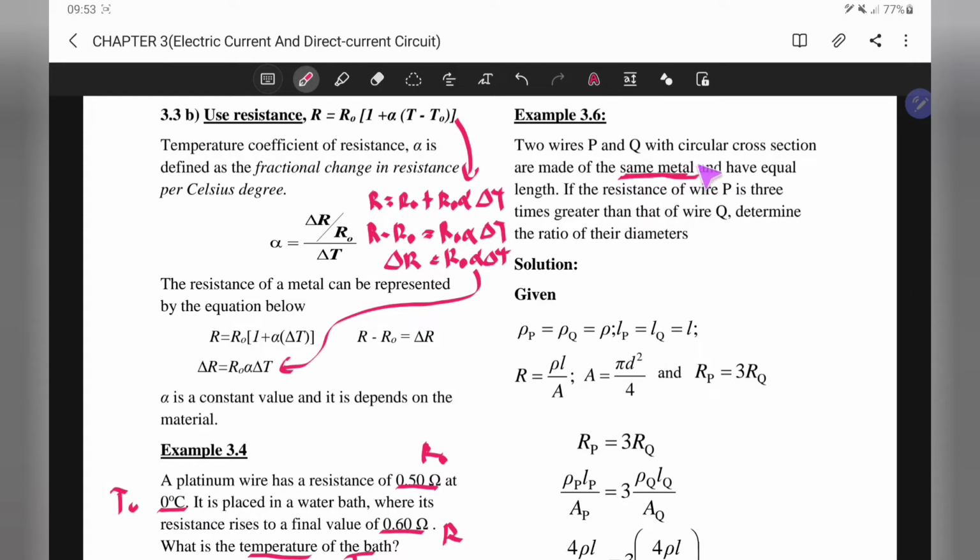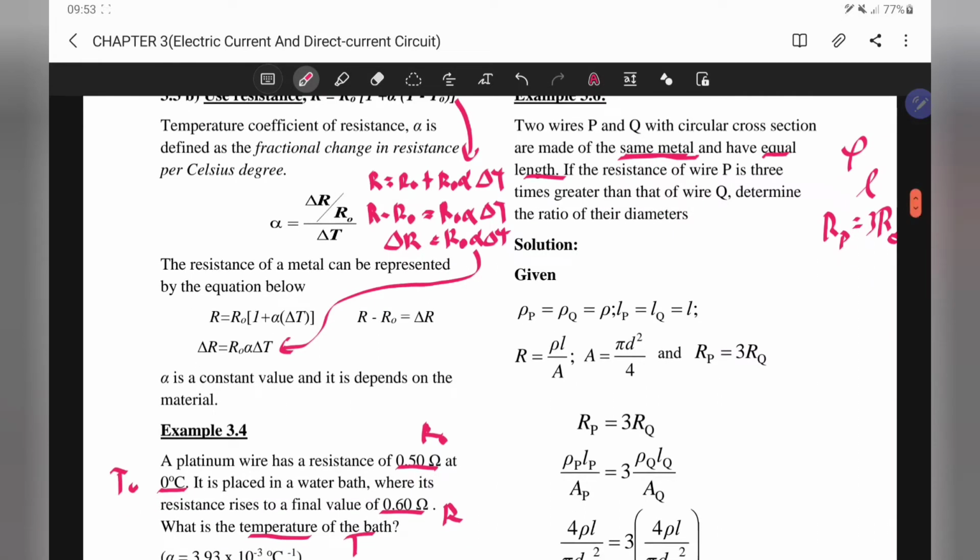What is the hidden info? Same metal, rho should be the same, and have equal length. So length also the same. Don't forget rho equal to each other, also length. So if the resistance of wire P is 3 times greater than wire Q, RP is 3 times RQ. Determine the ratio of their diameters. So they ask you to find the ratio between P and Q in diameters, dP over dQ.